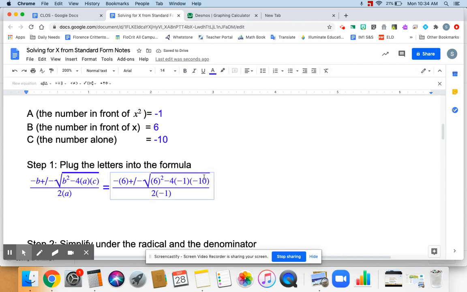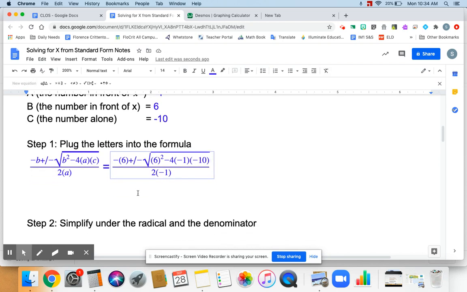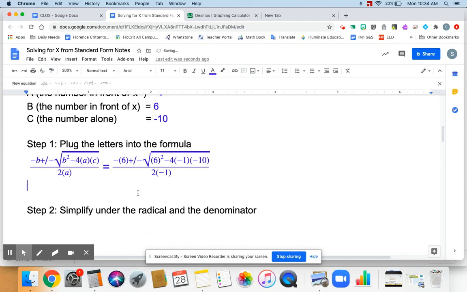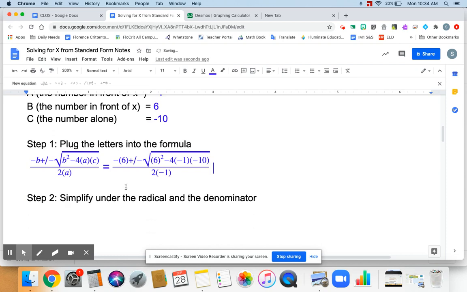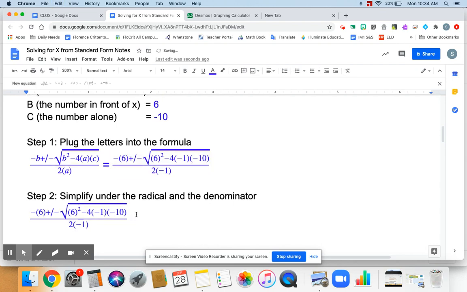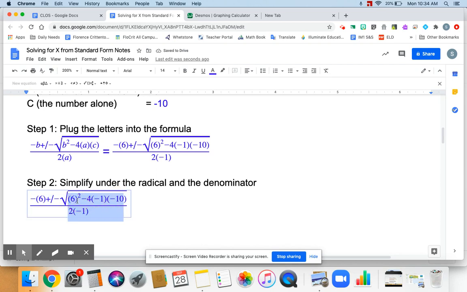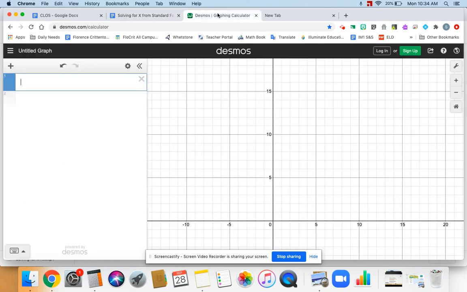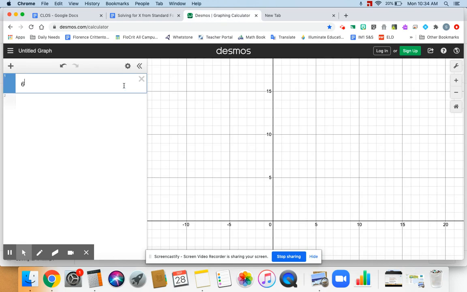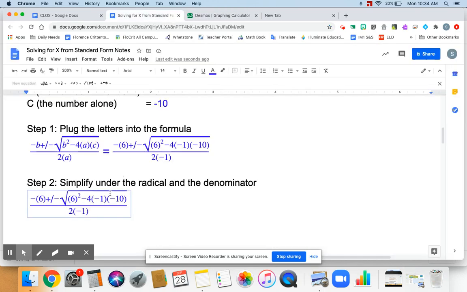So I've done step 1 where I plug the letters into the formula. Step 2 says to simplify under the radical and the denominator. Well, simplify just means turn into one number. Radical means square root. So I take this, they want everything under the square root to become one number. Well, if I go into Desmos, 6 squared is 36. I can take this and replace it with 36.